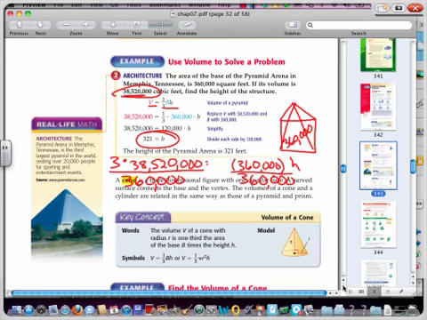Now, they did it just a little bit differently. They took this part and put it together, and that's fine. I'm just trying to get each one out of there individually, but they both end up with the same answer.